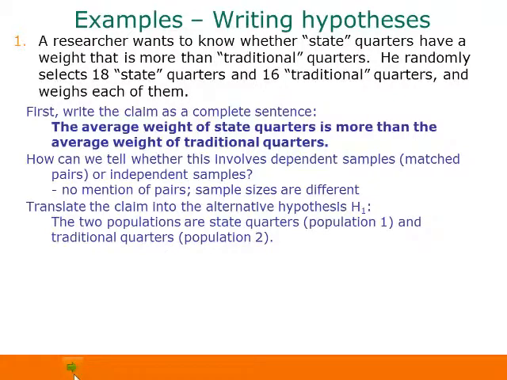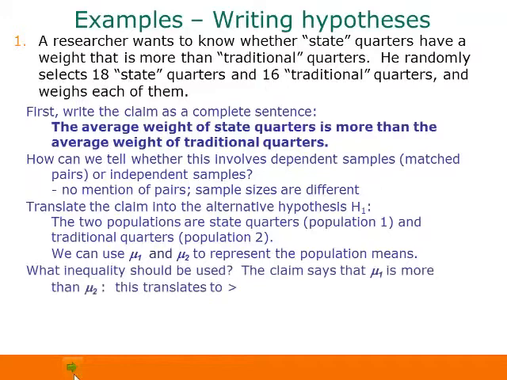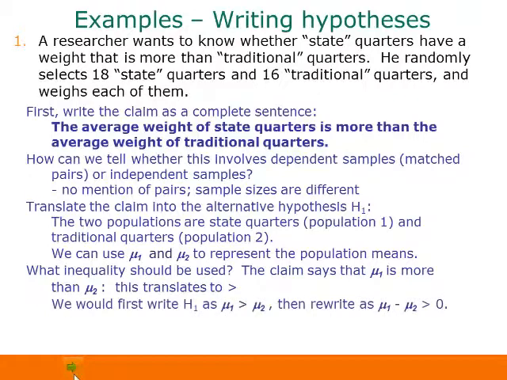So now we're going to translate our claim into an alternative hypothesis. Our two populations are state quarters, population 1, and traditional quarters, population 2. That's just because that's how they're mentioned in the problem, the state quarters first and the traditional quarters second. We're going to use mu sub 1 and mu sub 2 to represent our population means. So what inequality should we use? The claim says that mu sub 1 is more than mu sub 2, so this translates to a greater than.